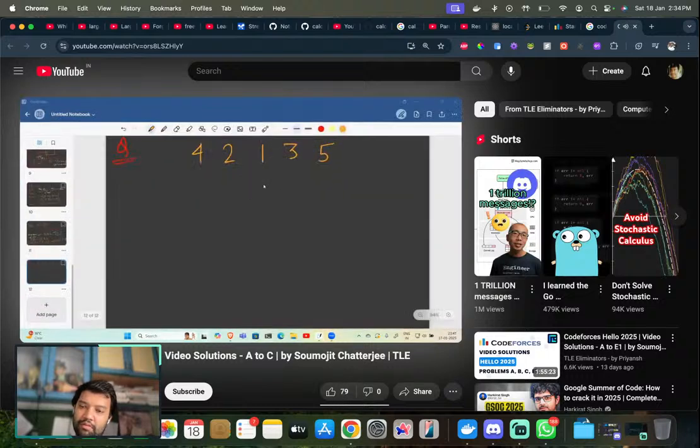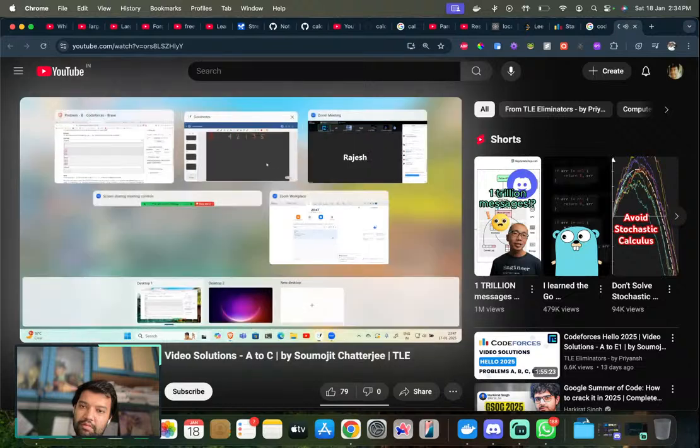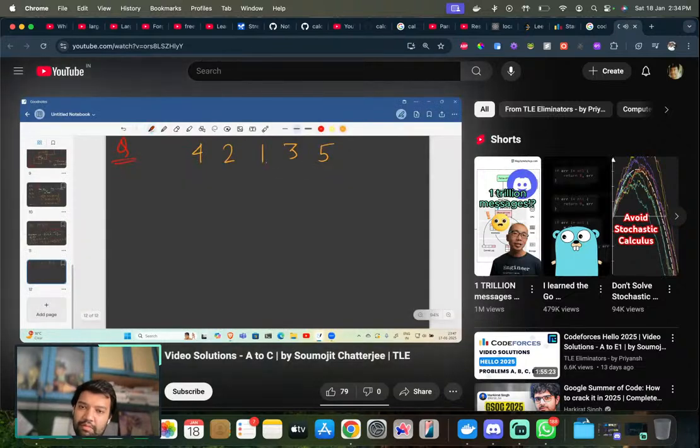So suppose they have given you this permutation 4, 2, 1, 3, 5. They said that they will follow some procedure to construct a graph from this permutation. What procedure? They will make a graph with 5 nodes. So this is the graph they are trying to make. You have 5 nodes in this graph: 1, 2, 3, 4, and 5.